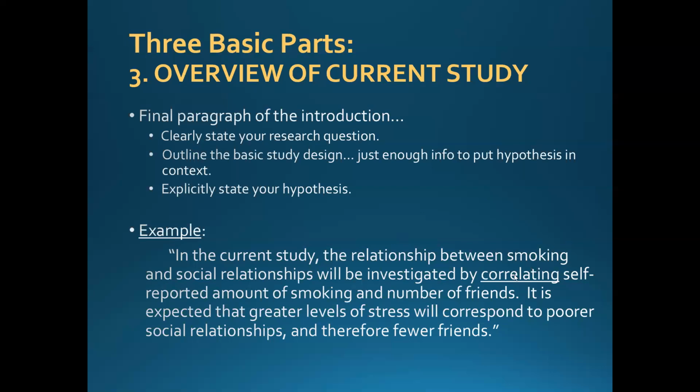Anyways, let's finish it up with the final sentence. It is expected that greater levels of stress will correspond to poorer social relationships and therefore fewer friends. So they explicitly state their hypothesis. Higher stress will equal lower number of friends. Or I don't know why it says stress, it should be higher smoking. Anyways, higher smoking will correspond to lower friends. So they explicitly state their hypothesis.